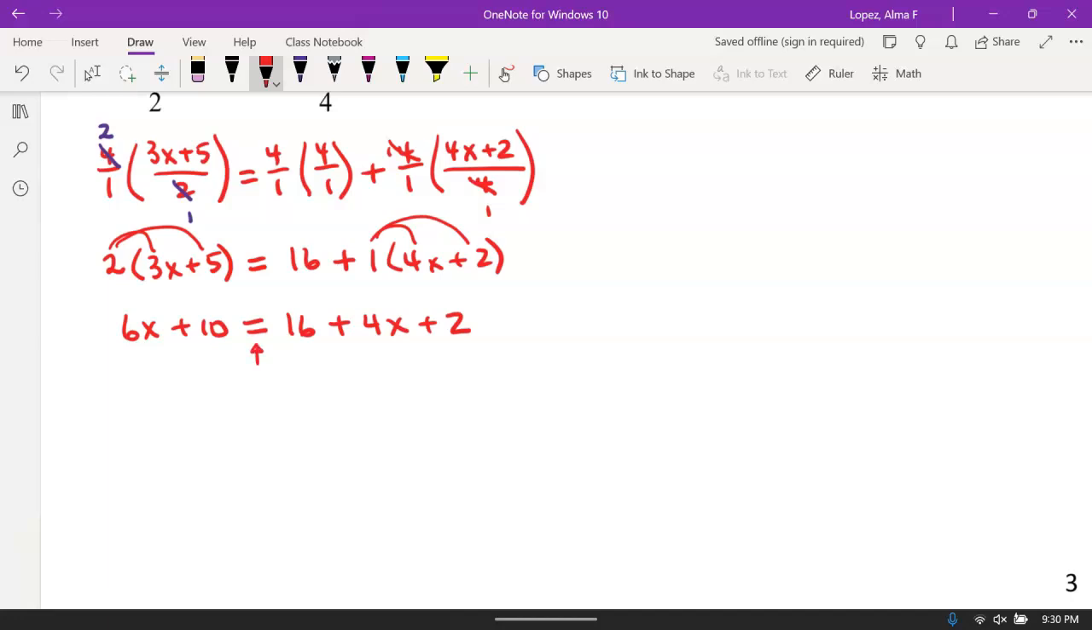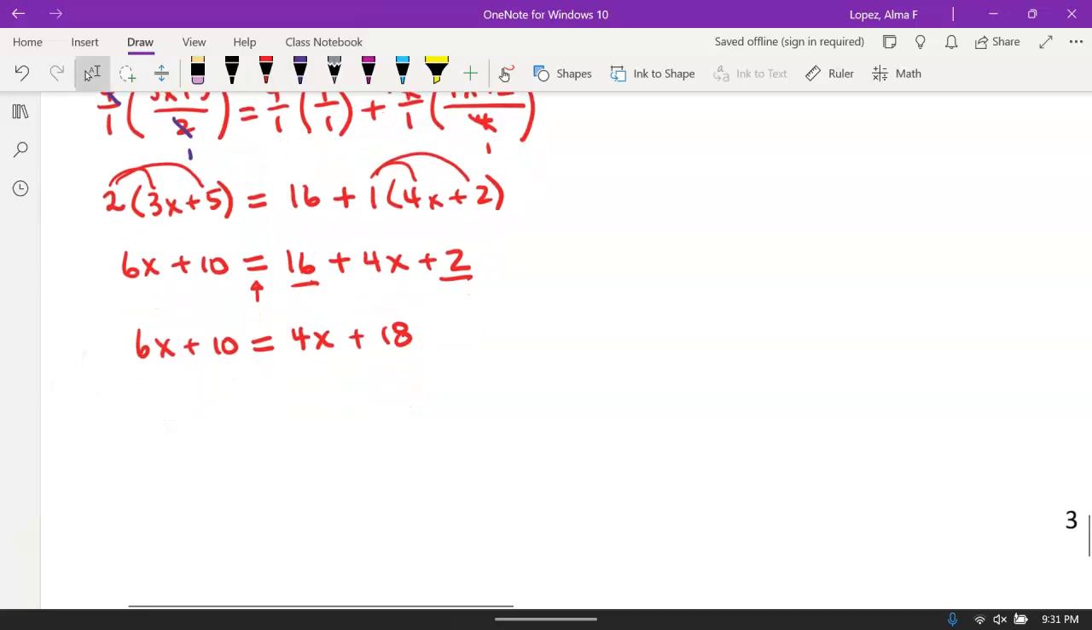Now here's where the equal sign is. Looks like on the right, I can actually clean up by combining those two parts. Let's do it. On the left, I still have 6x plus 10. On the right, I'm going to write the x's first, but it doesn't matter. If you write 4x and the 16 and 2 combine to be 18, or 18 plus 4x, that is your preference. Now let's go ahead and solve.